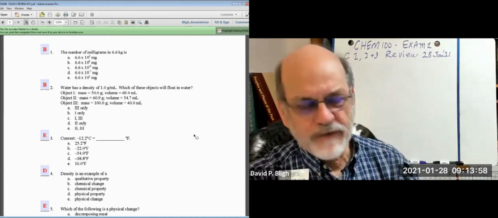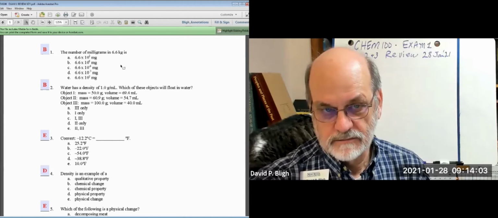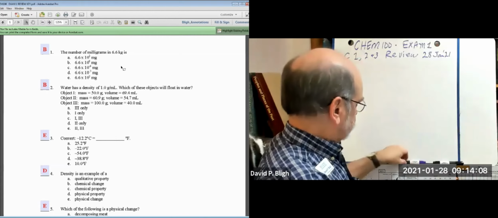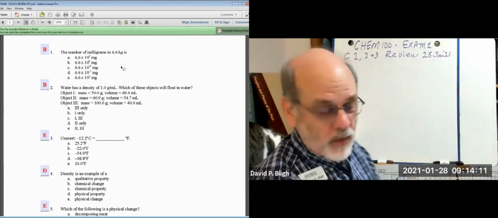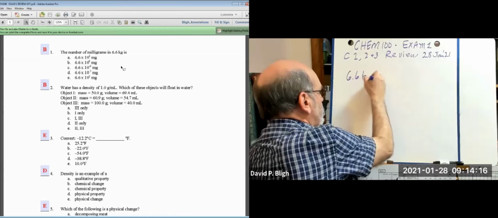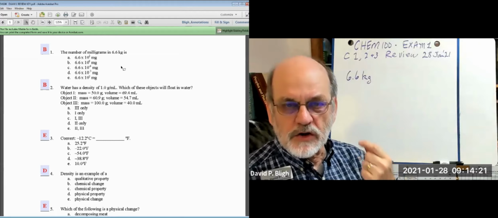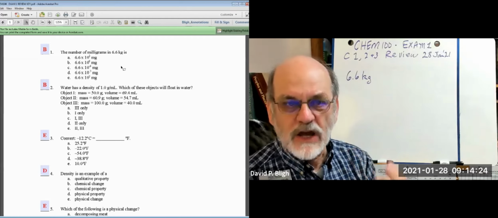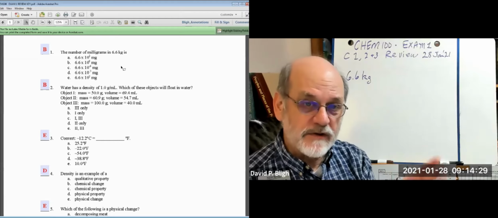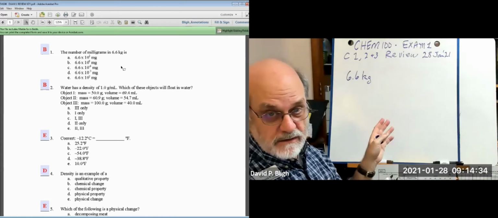Okay, so let's just take the first one. The number of milligrams in 6.6 kilograms. All right, so this is a unit conversion problem. So if we take 6.6 kilograms, you have two approaches here. You can use what you know about the relationship of the prefixes, kilogram versus milligram. So a kilogram is 1,000 grams, right?